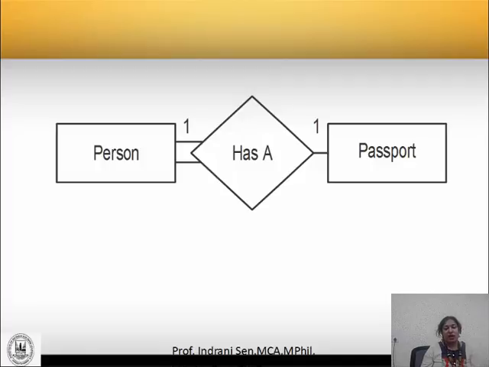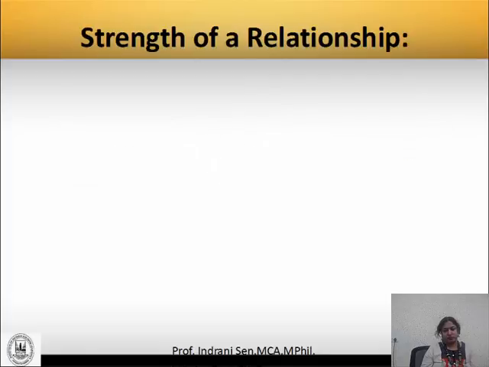We have given also 1 and 1 here to indicate that there is a cardinality of 1 to 1. As for one person, there has to be only one passport. Even one passport is connected to only one person. Next, we talk about the strength of a relationship.